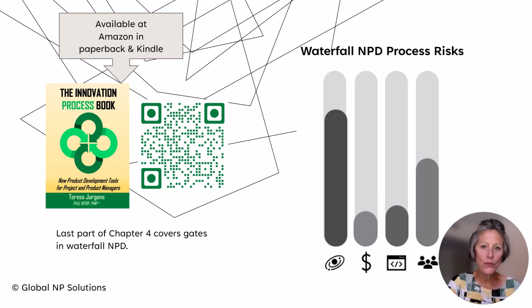So in chapter 4, we've been talking about the phases and tools in waterfall new product development process. And the risks are shown here for customer risk, financial risk, technical risk, and people risk.